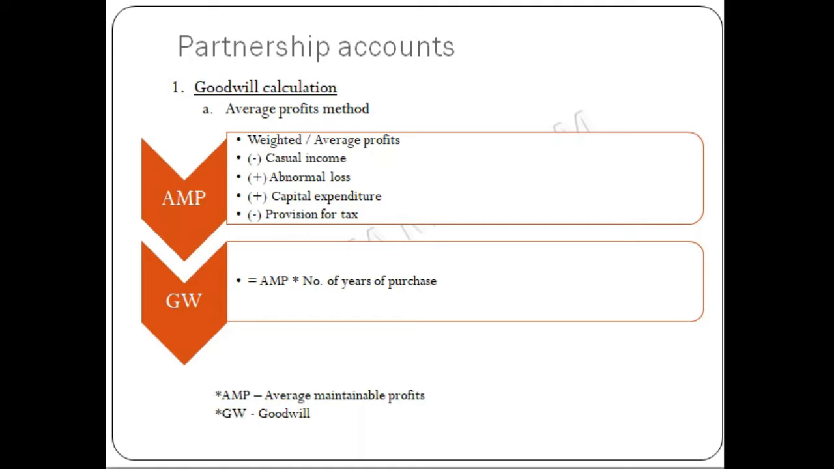The various scenarios that you will find in a partnership firm are: first, admission of a partner; second, death or retirement of a partner; third, insolvency or dissolution of the firm; fourth, amalgamation of firms or conversion of the firm to a company. So let's first take up the first aspect, that is goodwill calculation.